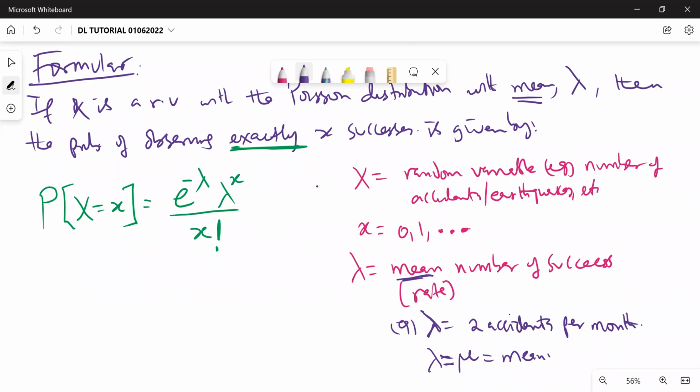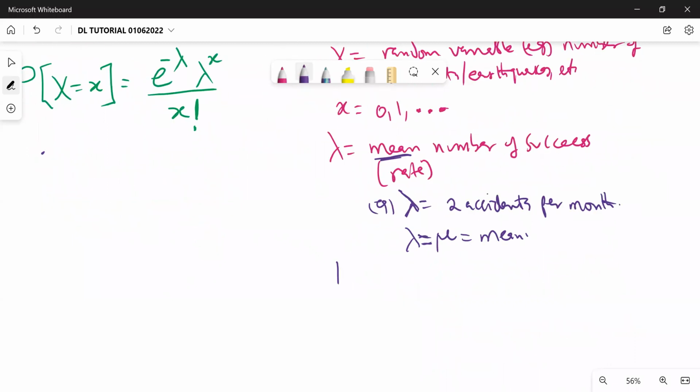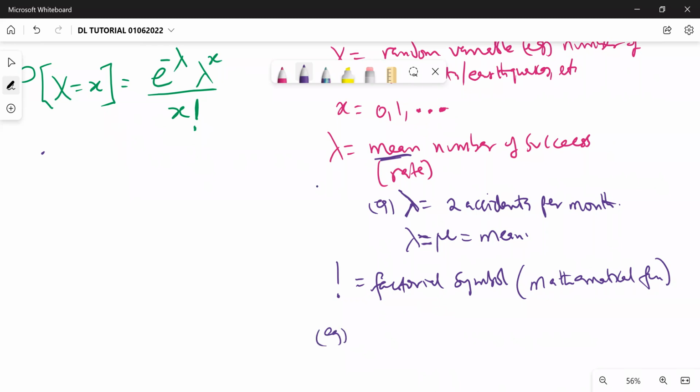Then this guy here is a factorial symbol, which is a mathematical function. And again, I will not be introducing the formula to you, but there's a formula which helps us to find the factorial of a given number. In our case, we'll be using calculators to obtain the factorial, for example. But basically, this is the concept behind a factorial.